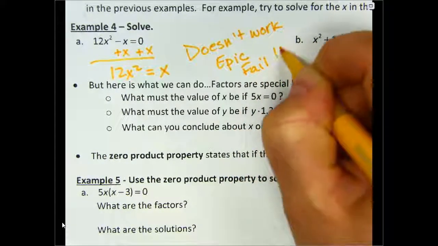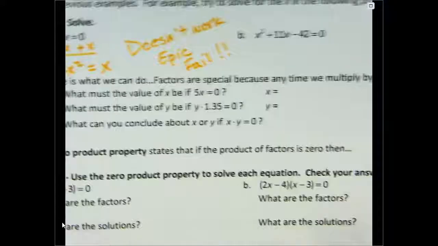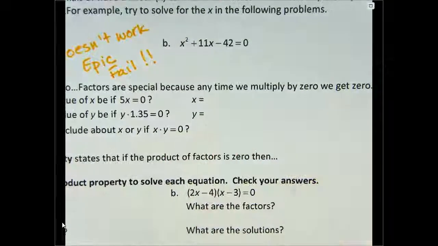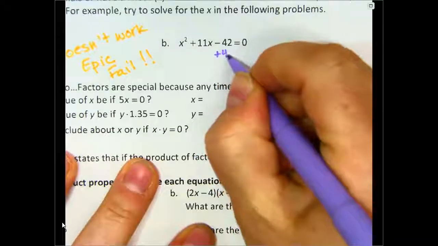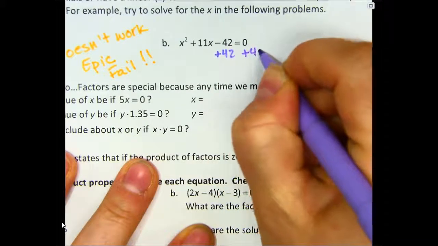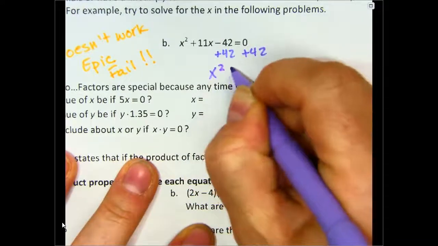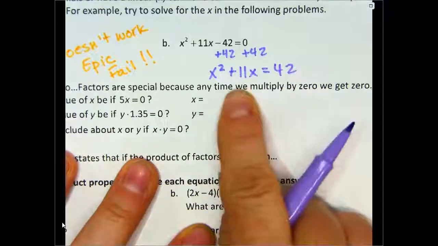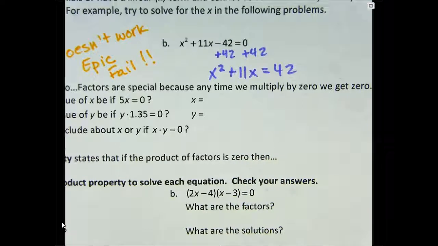Same problem with this one, with B. I could add the 42 to both sides. You can add 42 to both sides, but it's still not going to help me because I'm not going to have the x together. I want to solve for a single x, not two x's.